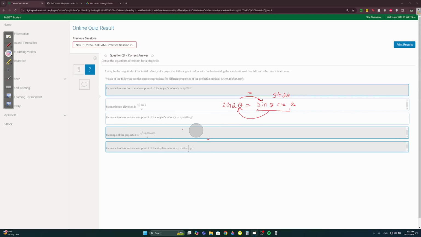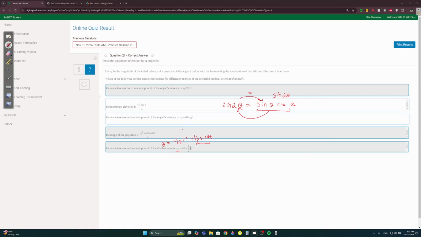The instantaneous vertical component of the displacement, so y, is equal to V node t sine theta, V node sine theta t, minus half gt squared. Yes, now we know that it's y equals minus half gt squared plus V node sine theta t. They just rewrote it in a different way. They put this first, but they put t before sine theta, which I don't really see why.